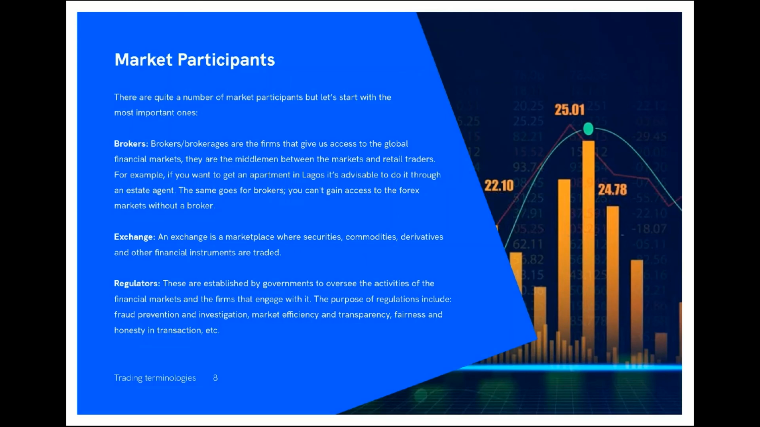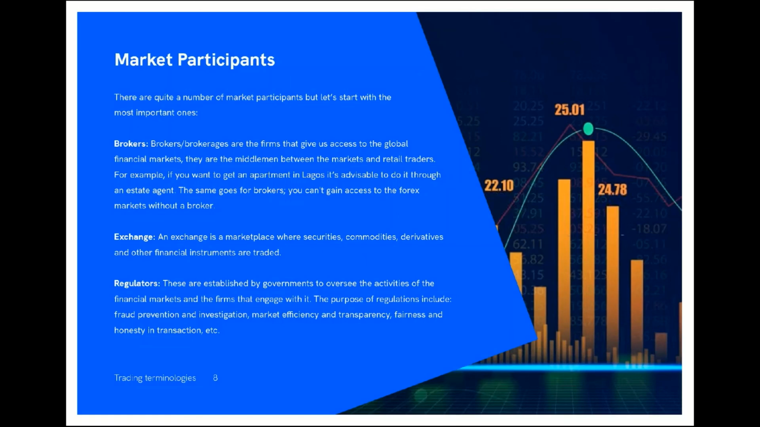For example, if you want to get an apartment in Lagos, it's advisable you do it through an estate agent. The same goes for your broker. You can't gain access to trade the forex market or any market without the assistance of a broker. So you have to go to the market through a broker. Exchange. An exchange is the marketplace where securities, commodities, derivatives, and other financial instruments are traded.